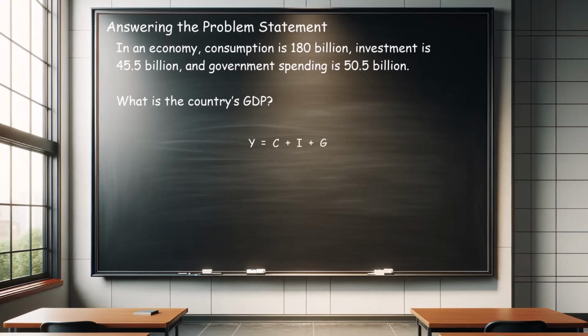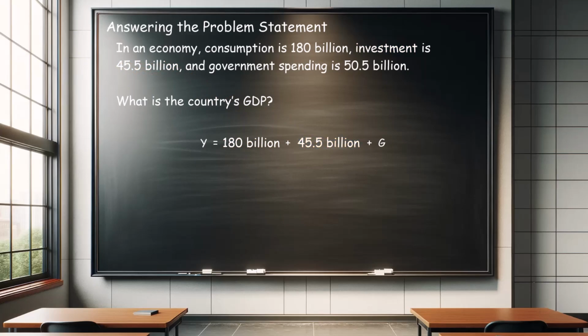Second, from the problem statement, substitute the value for consumption into the equation. In the problem statement, the value of consumption is 180 billion. So let's substitute it into the equation for C. Third, from the problem statement, substitute the value for investment into the equation. In the problem statement, the value of investment is 45.5 billion. So let's substitute it into the equation for I.